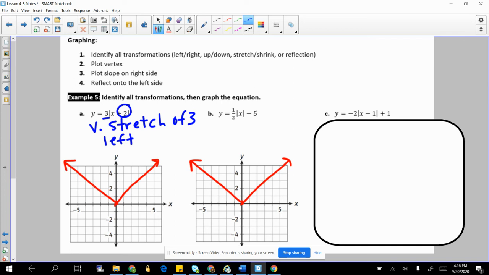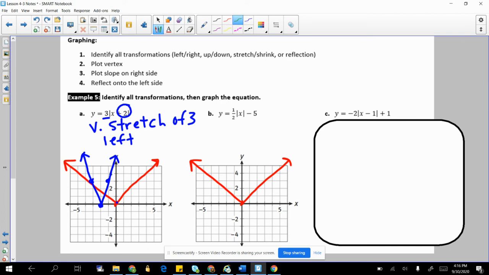Okay, so first thing I'm going to do after I've identified those is move my origin to the left 2. Then I need a vertical stretch of 3. So instead of going up 1 over 1 like the parent function, I'm going to go up 1, 2, 3 over 1. And I'm going to graph that. And I'm going to do the same thing on the other side and mirror that. And this would be, in blue, is my new function or my transformed function.